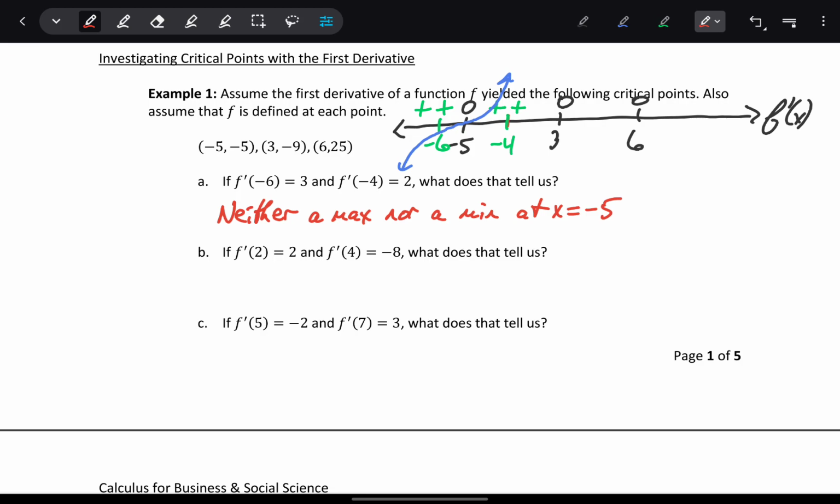Now we'll take a look at f prime of 2. Our derivative function is still positive, but then f prime of 4 will be -8. So our derivative function will be negative. In this case, we see that the sign of the derivative changes at x equals 3, and we have a function that was increasing, hits that 0 and changes to decreasing, which tells us that we have a local maximum at x equals 3.